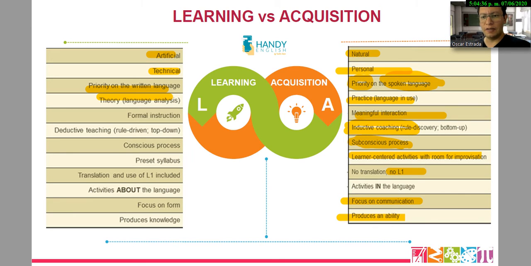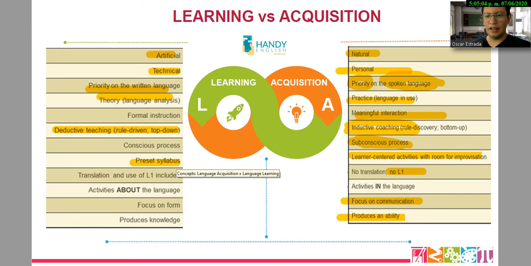This is deductive teaching. In the teaching practice, you are having students deduce the meanings. You give them rules. You teach them from the easiest to the most complex topics, from top down, and you are giving them the topics one by one. It is a conscious process. There is a preset syllabus already made, which means all the contents that you are going to provide to the student.